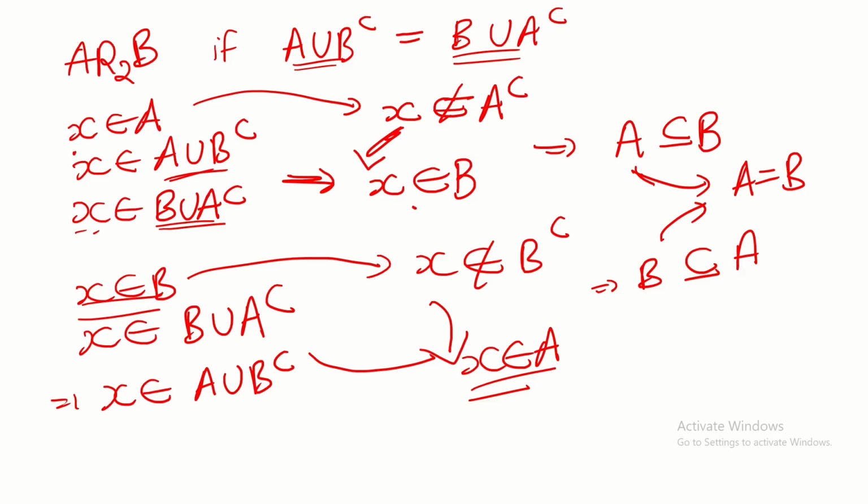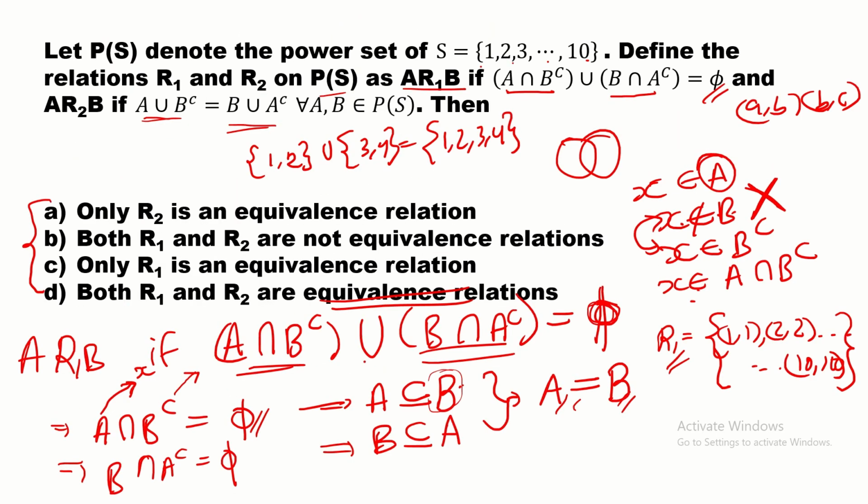So since we proved that R1 is an equivalence relation, R2 will also be an equivalence relation. Therefore option D, both R1 and R2 are equivalence relations, is the correct answer for this question.